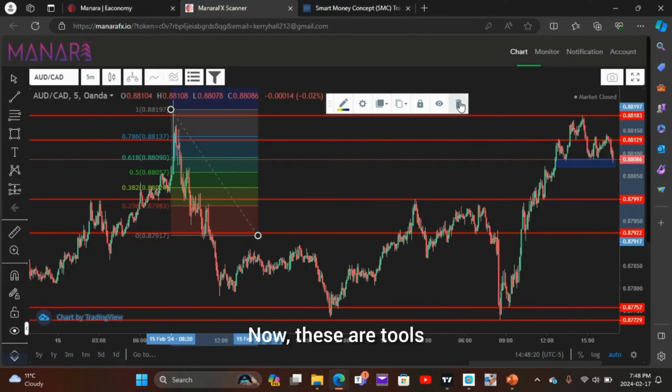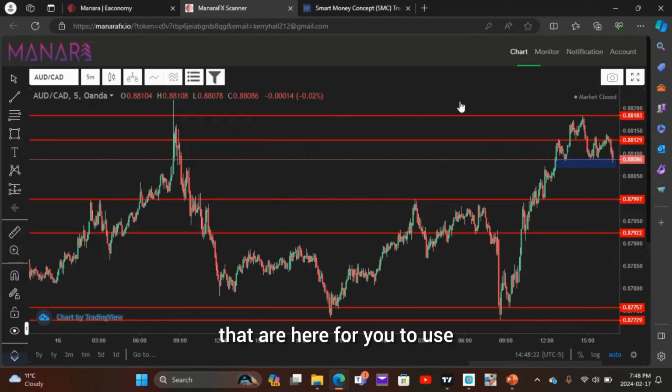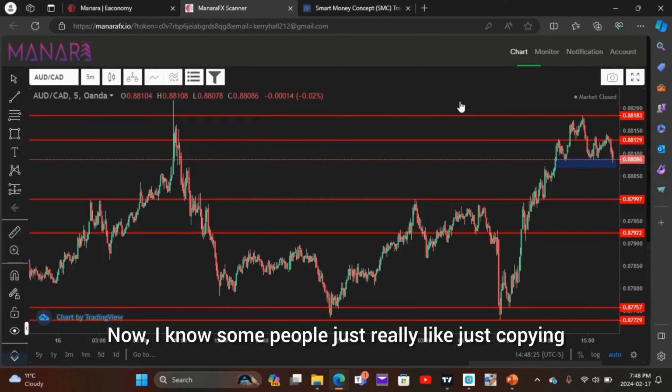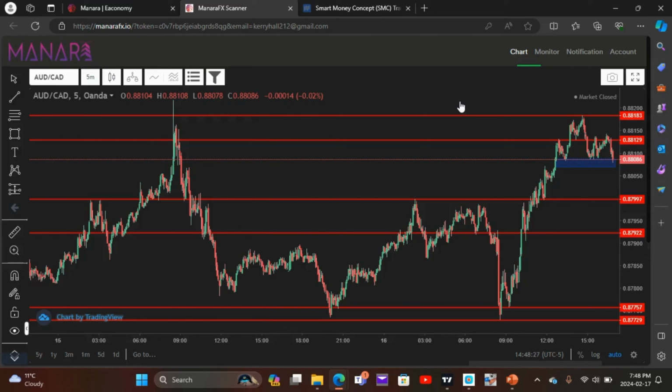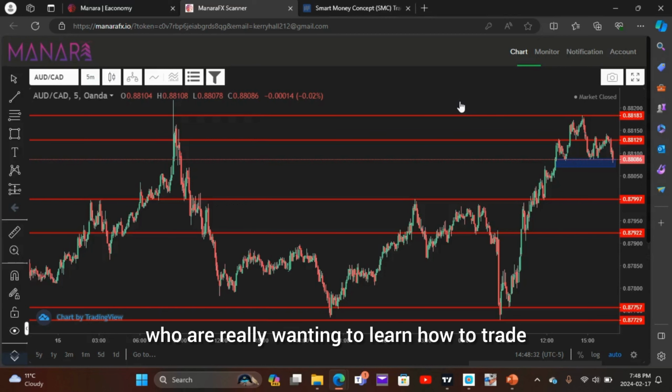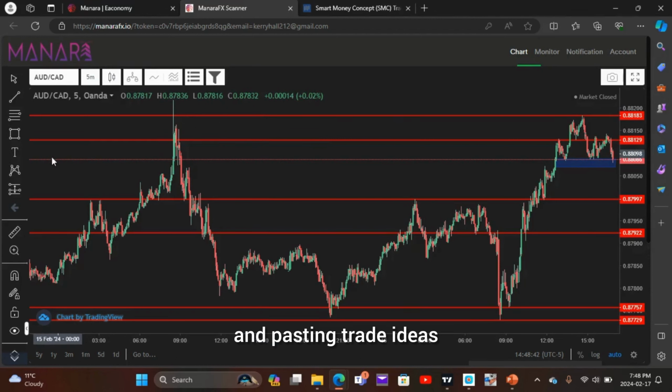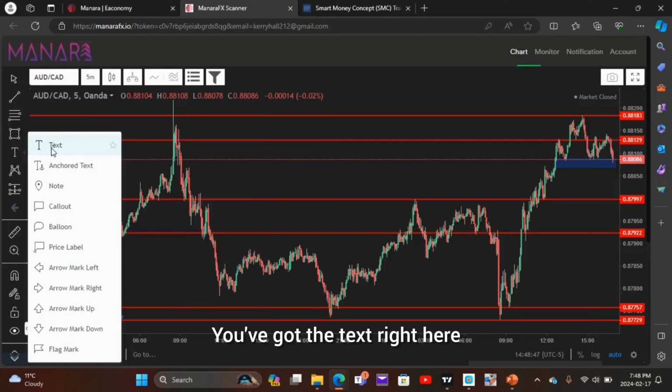Now, these are tools that are here for you to use. Now, I know some people just really like copying and pasting the trade ideas. However, I've got quite a few curious individuals who are really wanting to learn how to trade. And it's great because then you'll become an independent trader even after copy and pasting trade ideas that are given by Manara. You've got the text right here. Now, when it comes on to the text, you can basically add text into your section.